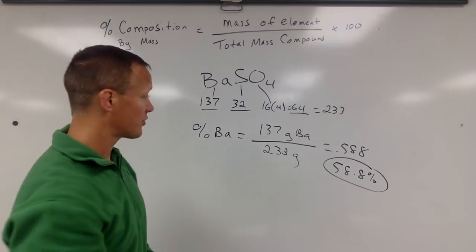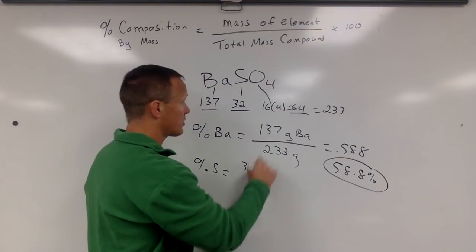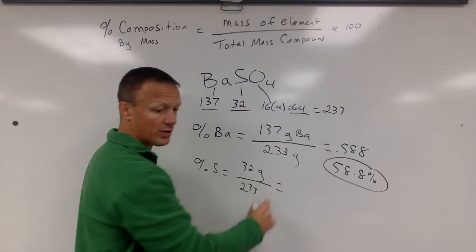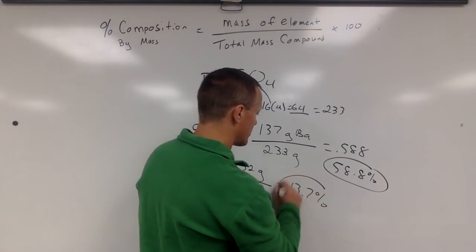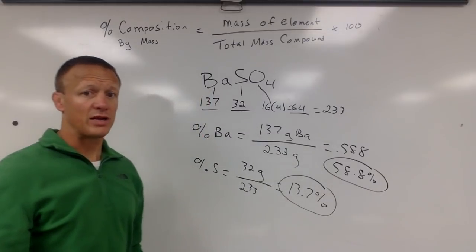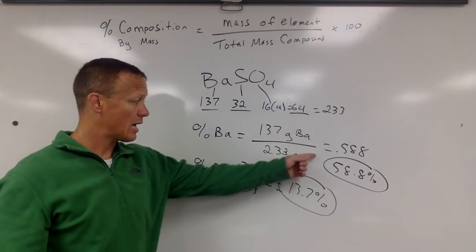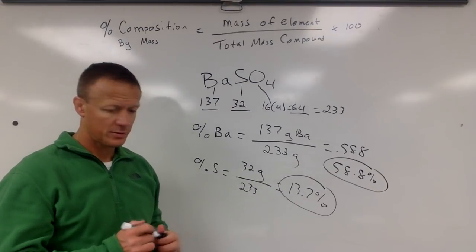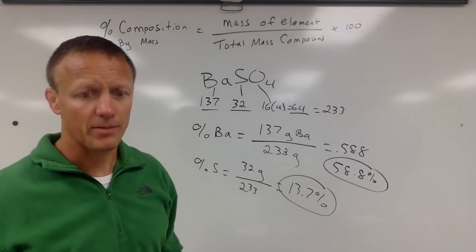If I was doing the percent of sulfur, I would take 32 grams, sulfur's mass, divided by the 233. The percent of sulfur is 13.7%. If I want to get oxygen, I could do the same thing, take oxygen's mass divided by 233, or add those together and subtract from 100. All the percentages need to add up to 100, obviously. So let's find the percent in a normal compound.